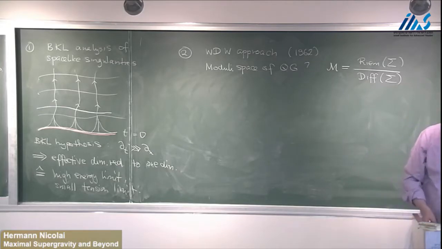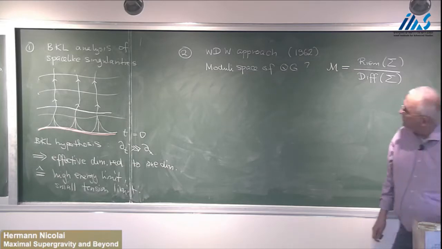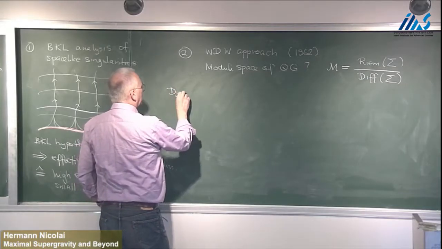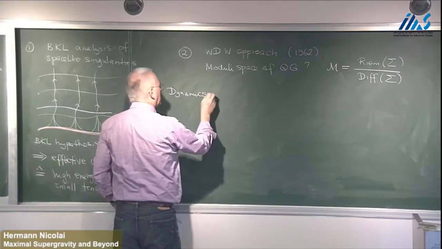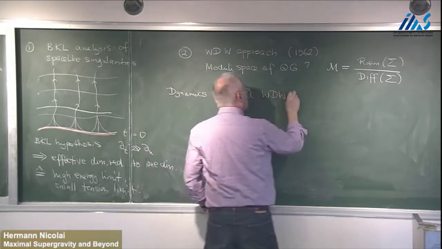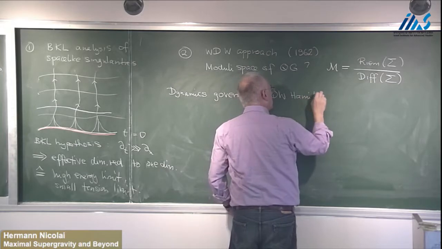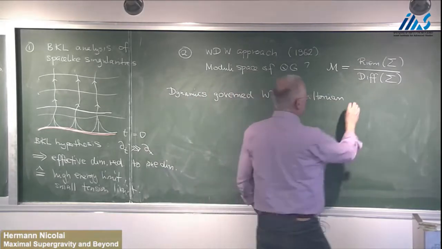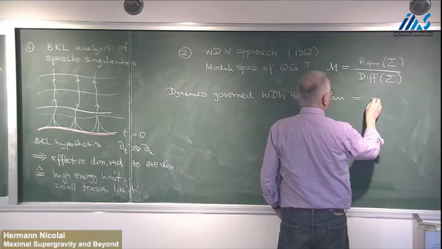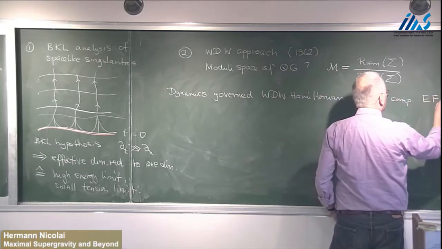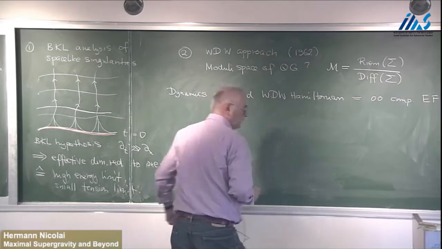Now I have no time to introduce the canonical description of gravity. That's yet another lecture, so I just want to say that the dynamics of this is governed by the Wheeler-DeWitt Hamiltonian, alias the scalar constraint, or if you like, the G00 component of the Einstein field equations. And that has the following form.